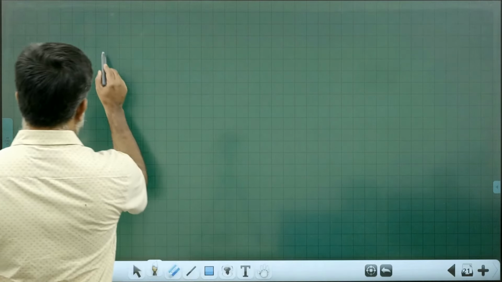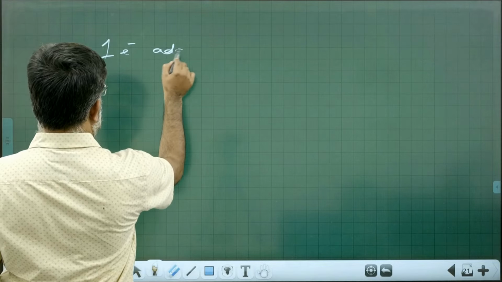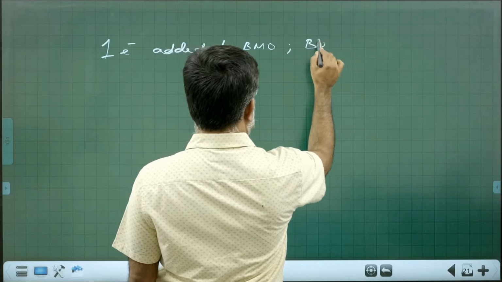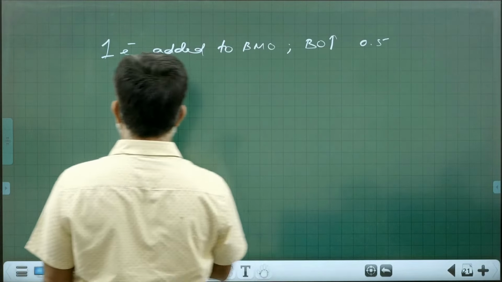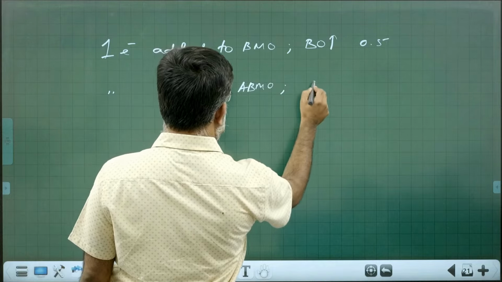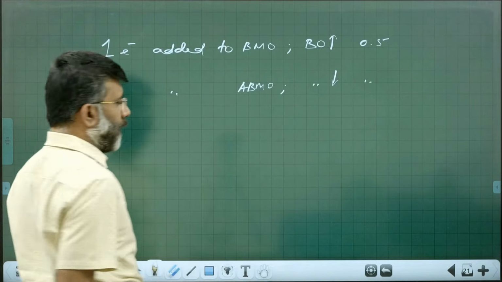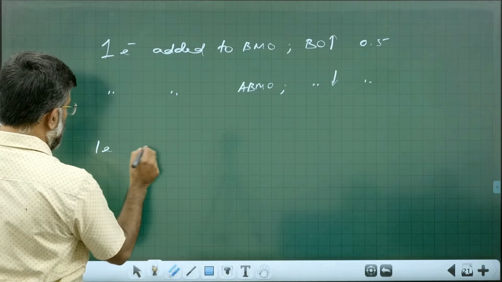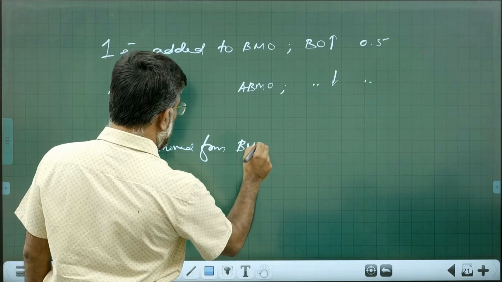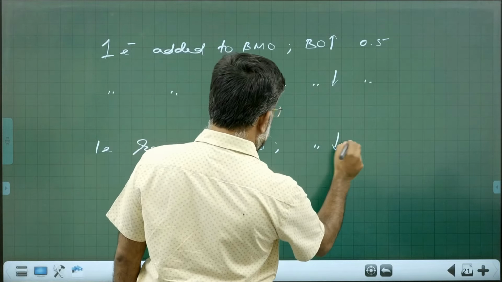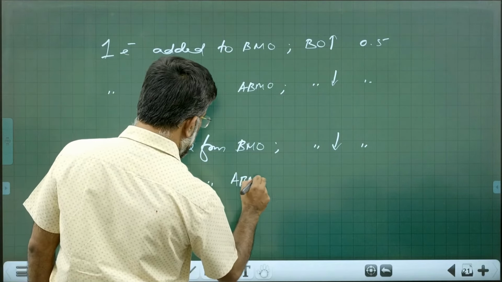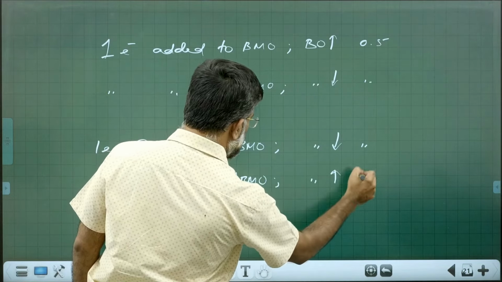Suppose one electron is added to a bonding molecular orbital, bond order increases by 0.5. One electron added to an anti-bonding molecular orbital, bond order decreases by 0.5. Similarly, one electron removed from a bonding molecular orbital, bond order decreases by 0.5. One electron removed from an anti-bonding molecular orbital, bond order increases by 0.5.